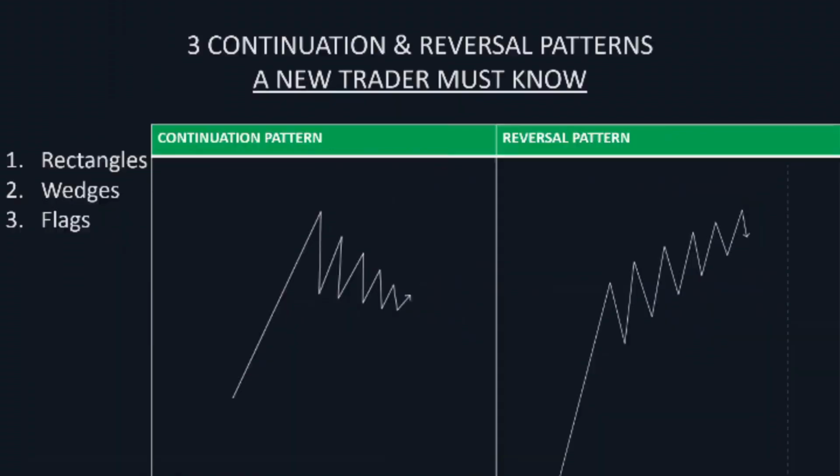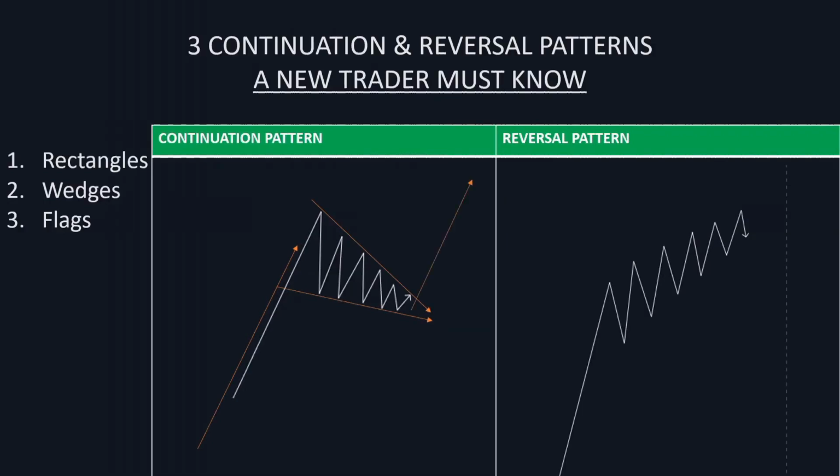Now, let's talk about wedges. These patterns are slightly different from rectangles. First, we have the falling wedge continuation. Picture the price pushing up, then correcting downward, but in a converging pattern where the highs and lows get closer together. That's a falling wedge. Once price breaks above this wedge, it's likely to continue pushing upward. That's your cue to buy.